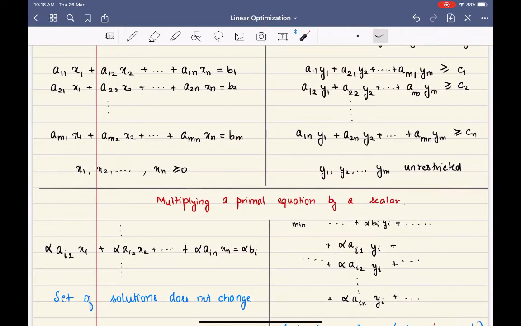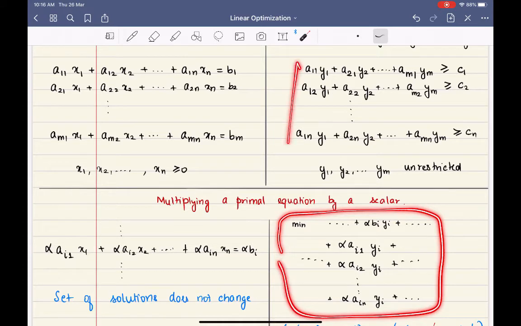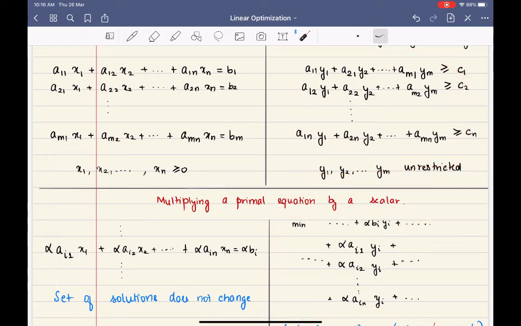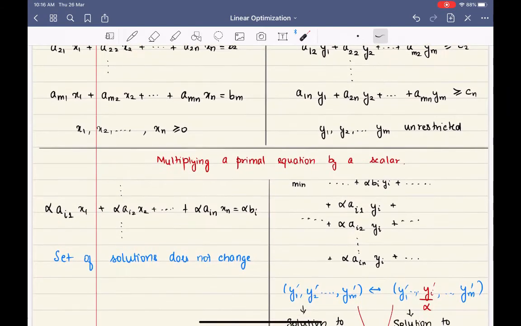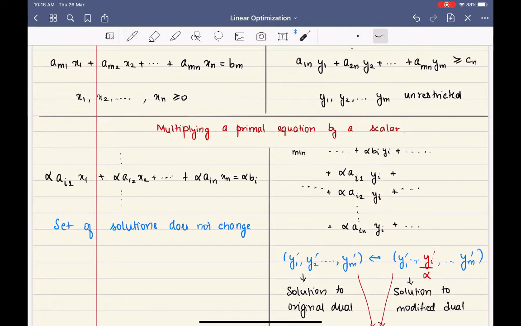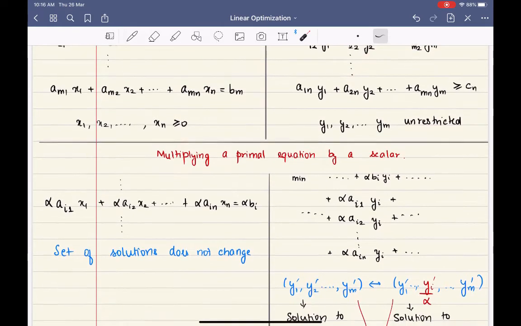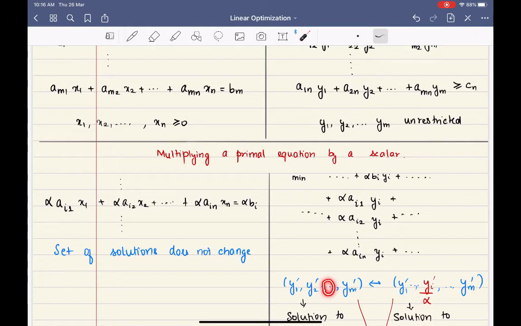Now the claim is that this and this will have the same optima. How can we show this? We can show that for every solution of this, there is a solution here with the same cost, and similarly for every solution here, there is a solution there with the same cost. If we show this, both the optima are the same. Suppose you take y1 prime, y2 prime till ym prime, which is a solution of the original set of equations. Now replace yi prime with yi prime divided by alpha.